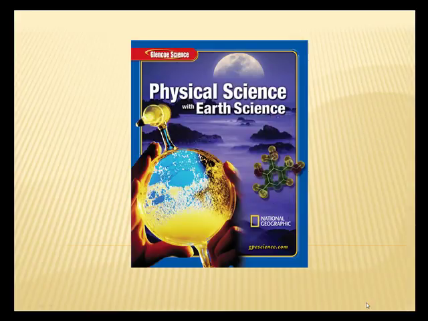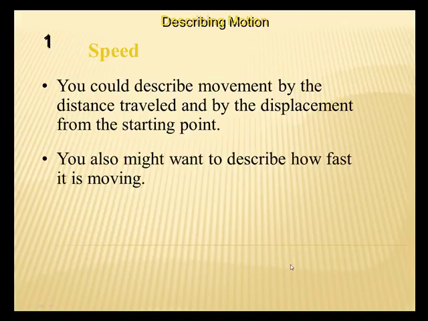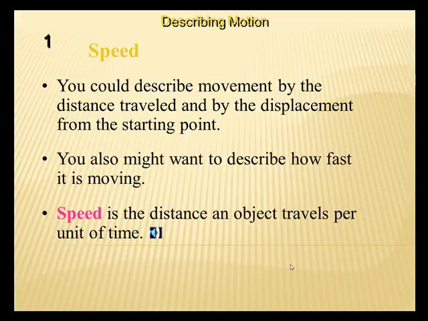Okay, in this first unit, we're going to be talking about motion in terms of speed and acceleration. As we've talked about in class, speed you can describe by the displacement of an object or how fast something is moving. And speed is calculated as distance over a unit of time.